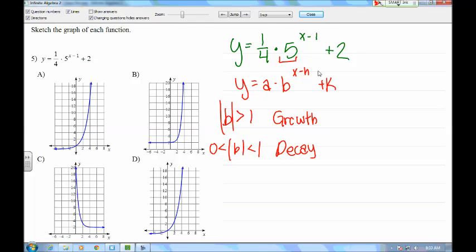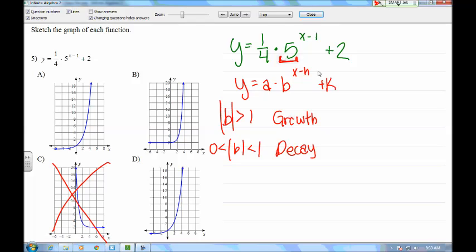Well, right, if a was negative. This is talking about b. Okay, so here we have 5. So is it going to be a growth or a decay? It's greater than 1, so it would be a growth. Okay? So, Lisa, if it's a growth, which graph can we automatically say is not it, because it's not showing me a growth? C, good. We can cancel out C.